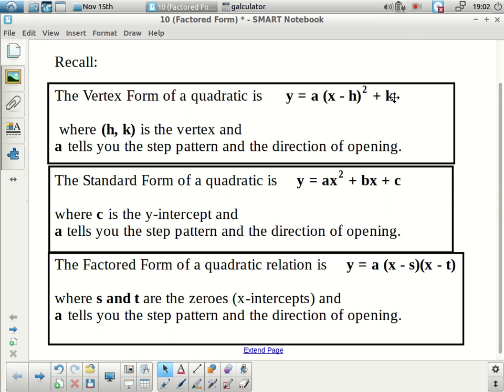Now we've learned how to get vertex form basically from the graph. We've learned to get standard form by expanding out. So now how do we get factored form? Well, hopefully the name would completely give this away, right? If you want to get the factored form of a quadratic, you are going to need to do some factoring, which is what we were working on yesterday.